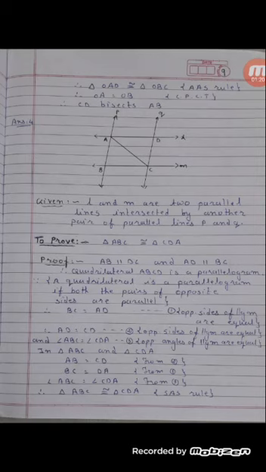So we can write now, in triangle ABC and triangle CDA, AB is equal to CD from 2. BC is equal to DA from 1. And angle ABC is equal to angle CDA from 3. We can write triangle ABC congruent to triangle CDA by side angle side rule.